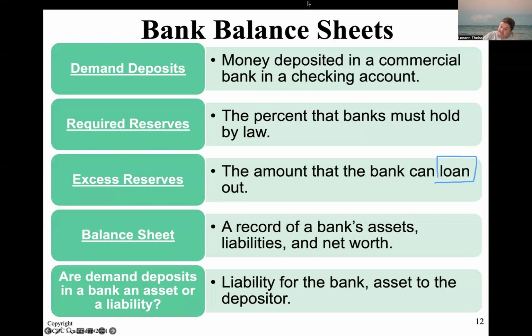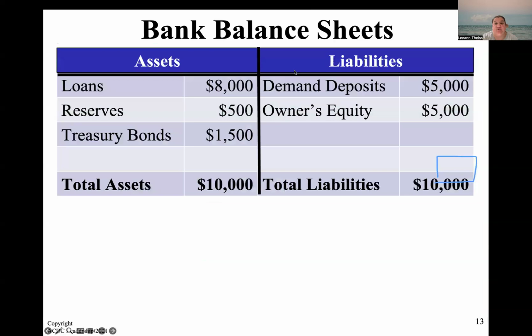So let's go to the next page. You have this paper. This is our very first bank balance sheet that we're going to look at. And so let's talk about the two columns. The liabilities, these are the things that the bank owes to other people. So who do they owe this money to?